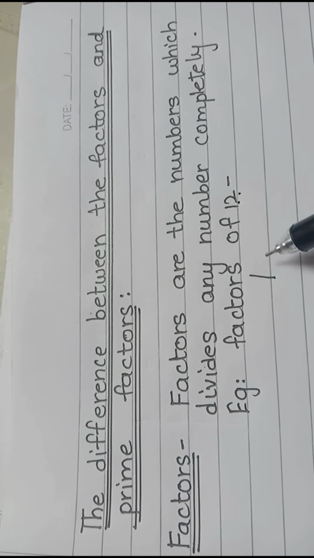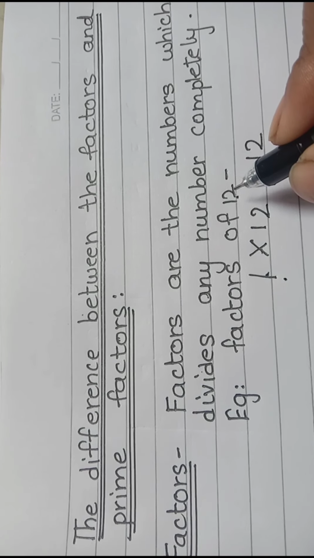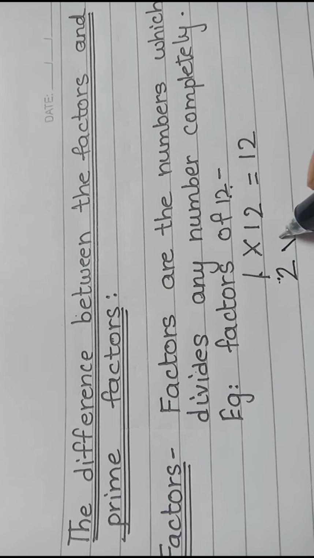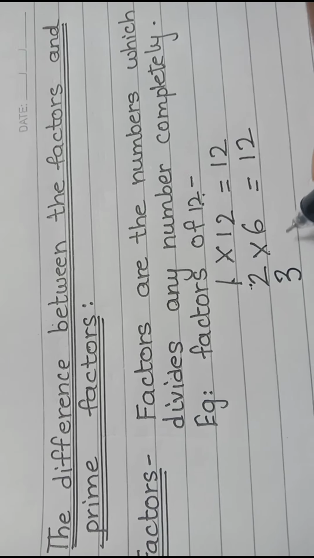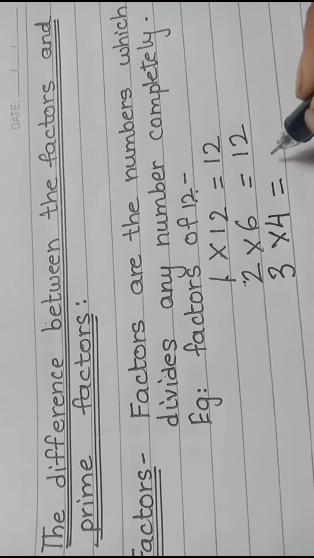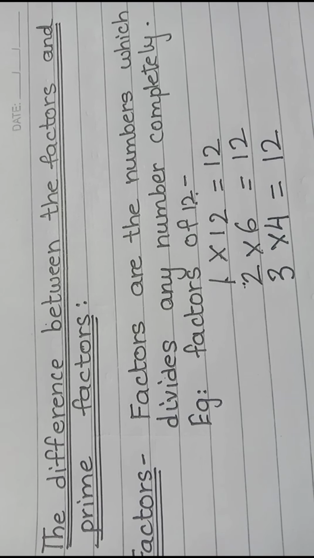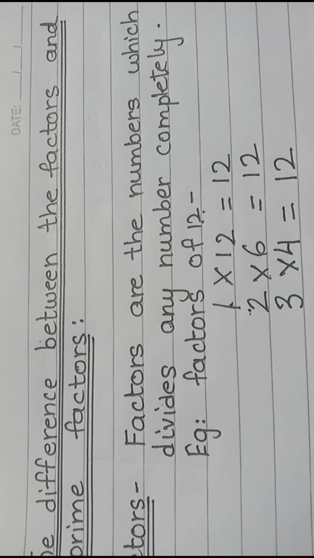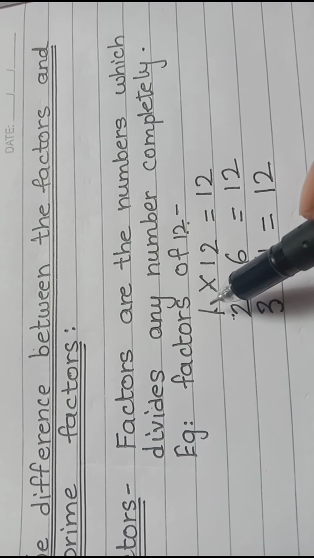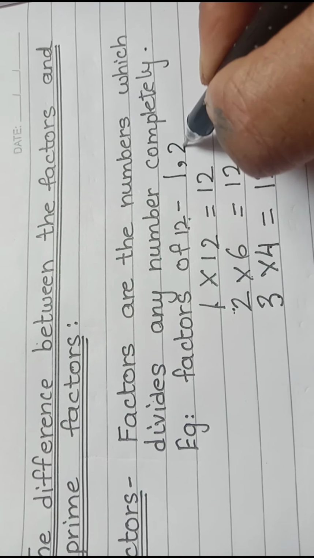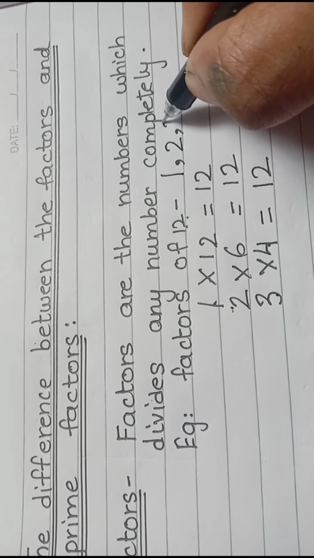Then 2. So in 2's table 12 comes. 2 divides 12 completely. Yes, 2 sixes are 12. That means 2 and 6 are also factors. Then I will see 3. Yes, 3 fours are 12. So 3 and 4 are also factors of 12. Now we will stop seeing. Why? Because after 3, 4 has started. So the factors of 12 are 1, 2, 3, 4, 6, 12.